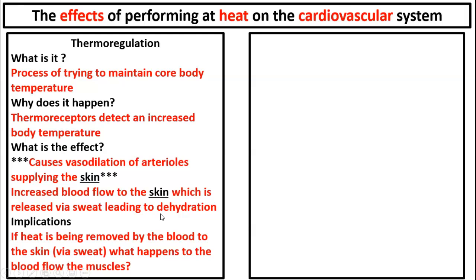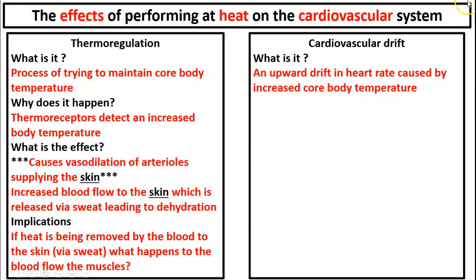So, next thing we have to look at, and you remember it from the previous specification slide, is something called cardiovascular drift. Imagine drift as a kind of upward movement. Cardiovascular drift refers to an upward drift in heart rate caused by or linked to an increased body temperature.